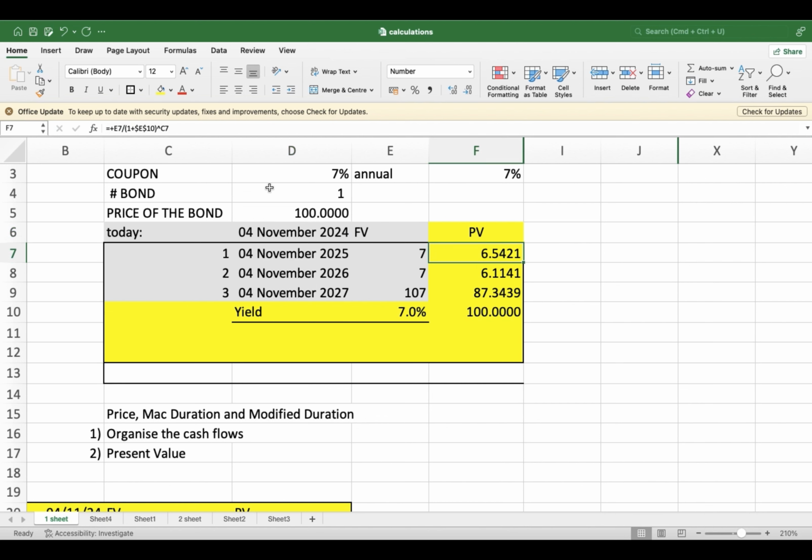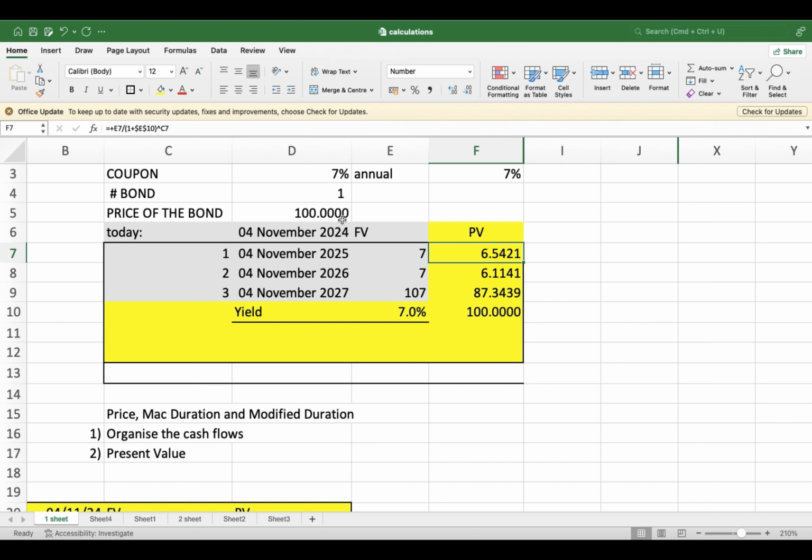So how do we calculate that? It's a simple formula: the future value divided by 1 plus the yield, to the power of the time period. The yield here is 7%. That means while the coupon is 7, I am buying this bond at 100, so the yield is 7. The 7 rupees is coming to me in 1 year's time.